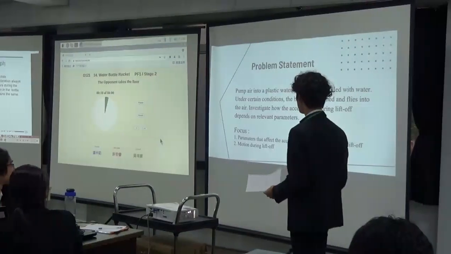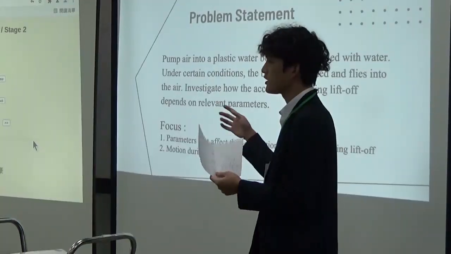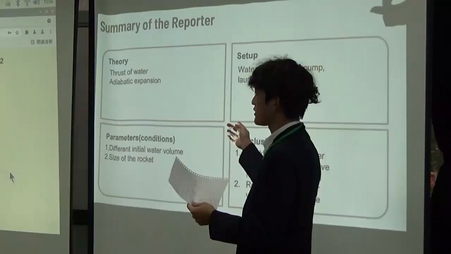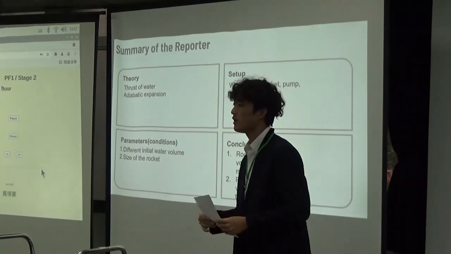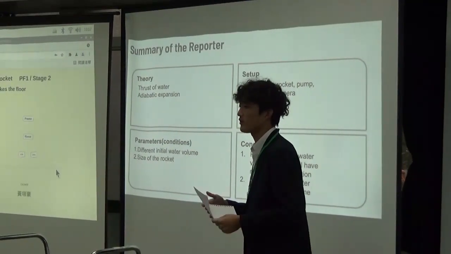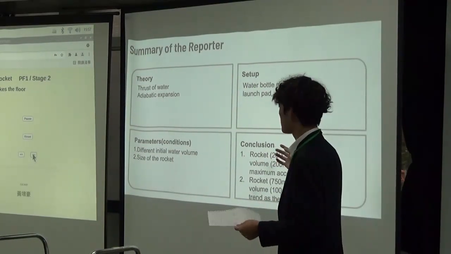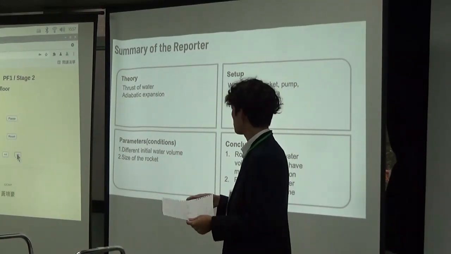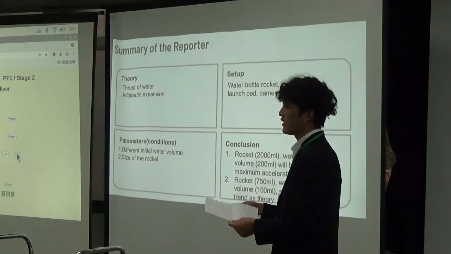The reporter's main focus in this problem is the parameters that affect the acceleration calculation and also the motion period. For their theory, they calculate the thrust, which is the force generated by the water, and they also consider adiabatic expansion due to the short interval of time for heat loss. For the setup, they use a water rocket pump, launch pad, and camera. They only varied two parameters: the initial water volume and the size of the rocket. And we think that this isn't a very good parameter.